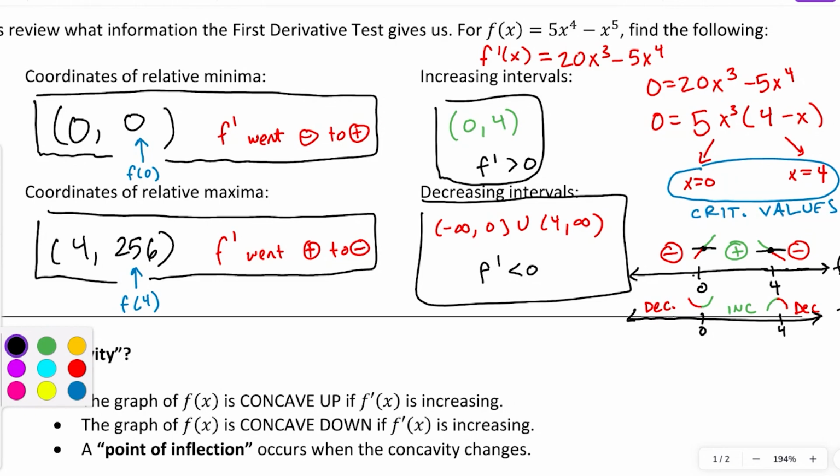So all of this is really all the information that we can get from using the first derivative test. It's a test on the first derivative to find where the function's increasing, decreasing, and also to find the relative extrema. Does anyone have any questions before we start going over the new stuff?